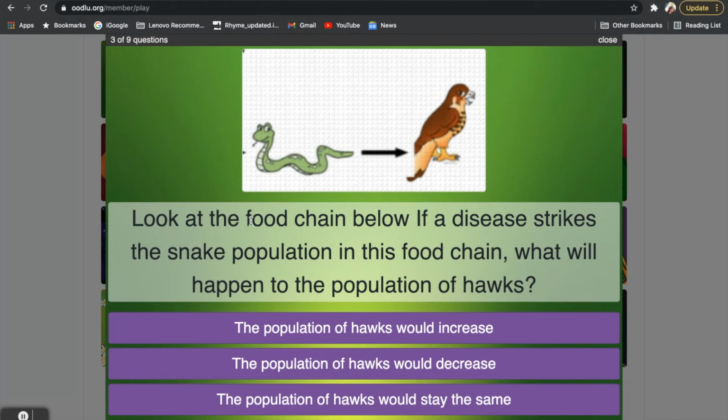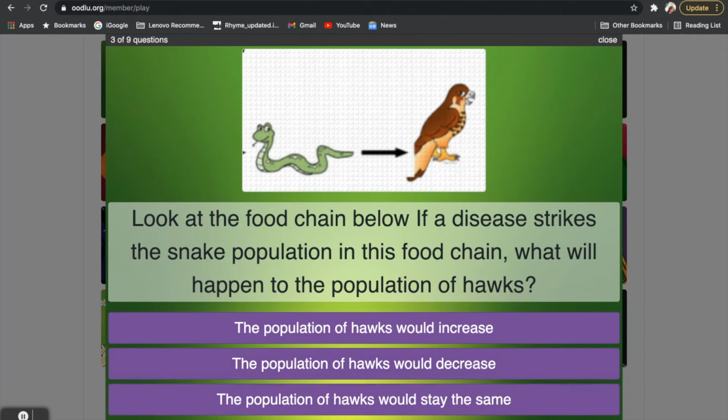Question 3. Look at the food chain above. If a disease were to strike the snake population in this food chain, what will happen to the population of hawks? So let's think about it. If there was a disease that killed all our snakes, what will happen? Will the population of hawks increase, meaning it will go up? Will the population of the hawks decrease, meaning it will go down? Or will the population of the hawks stay the same? Nothing changes. Share your thinking on Edpuzzle now.